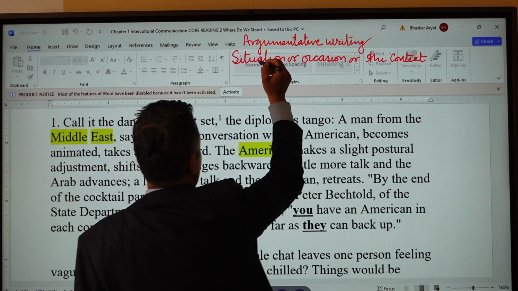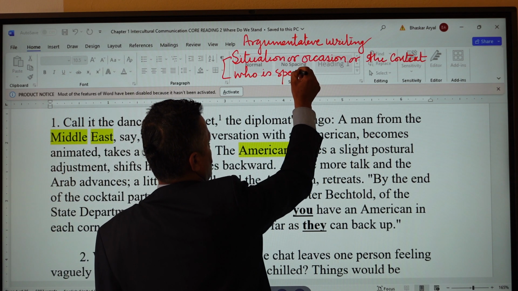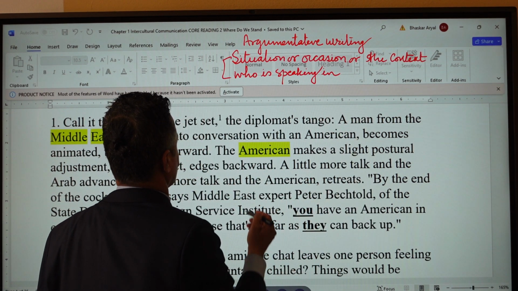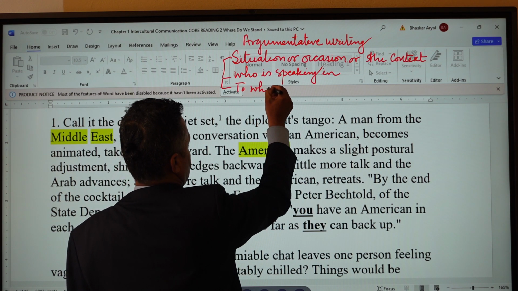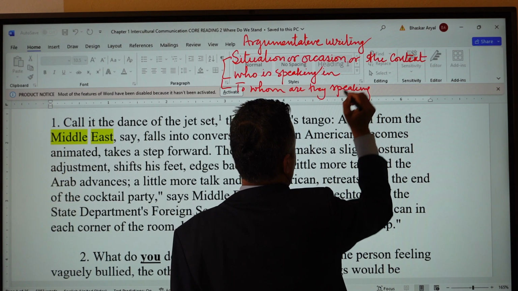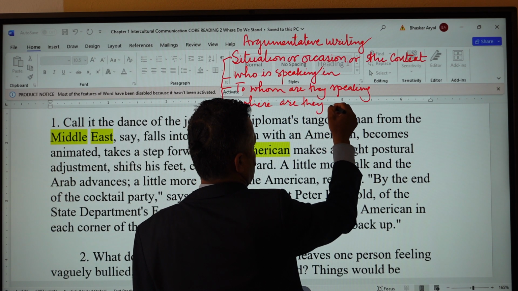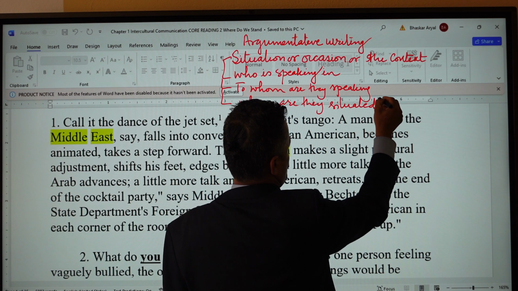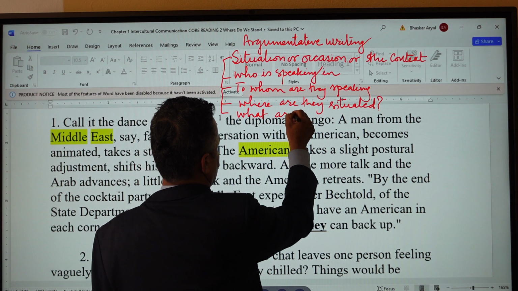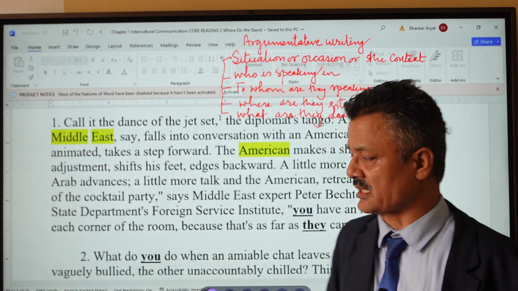So when you say situation, I mean ask a question like, who is speaking in the article? To whom are they speaking? Then where are they situated? Where are they situated? And then what are they doing? Let's read and answer these questions.